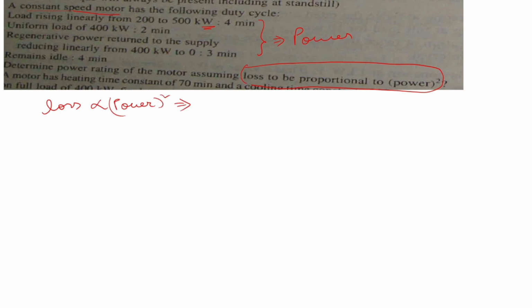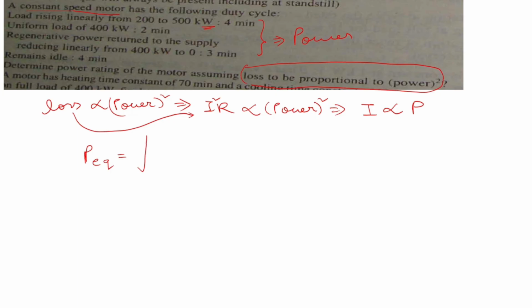We know that loss is I square R loss. As it is a constant speed motor, then we can say loss is proportional to I square R. Then it is also given that it is proportional to power square. It suggests that I is directly proportional to P. So as I have already discussed in the previous video, we can use the same equation that we have derived for I equivalent to calculate the P equivalent. So in this case we will use this equation to get the P equivalent.